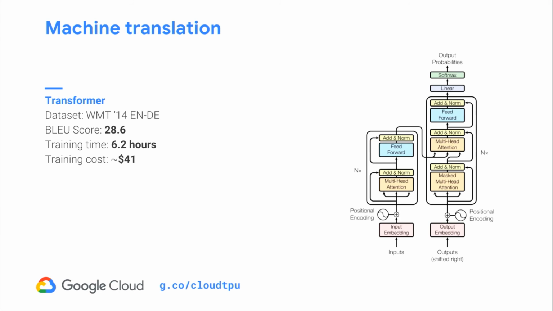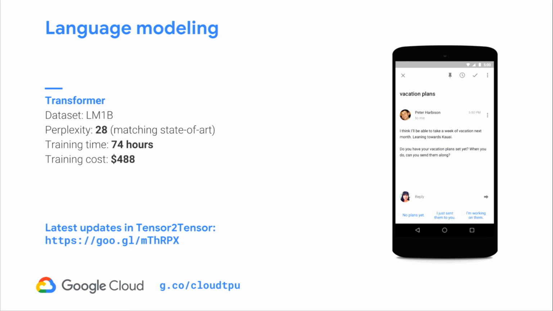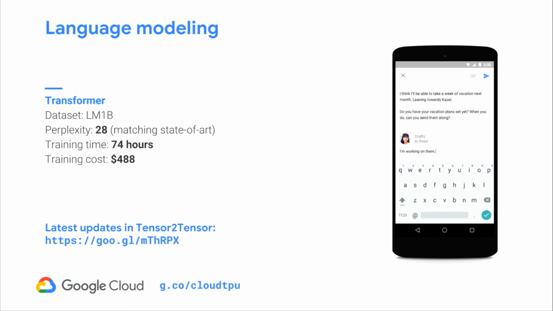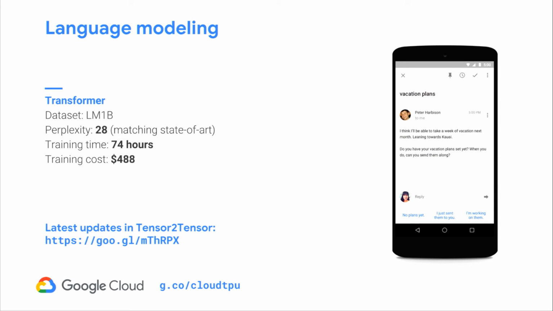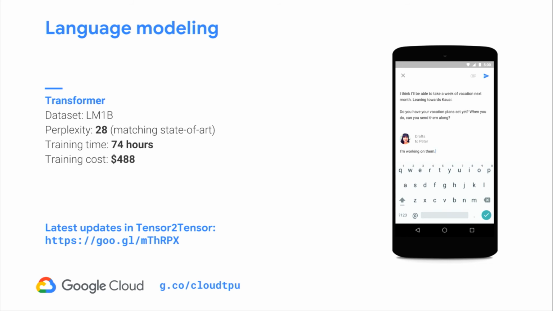In machine translation, on the WMT dataset that translates English to German, we get to a BLEU score of 28.6 in just over 6 hours, again for around $40. For language modeling, as you might use for an application like Smart Reply, where you're trying to predict what words or phrases happen next, it costs a little bit more because you have to train longer to get to the state of the art. But you reach the state of the art in just 74 hours, again for under $500.